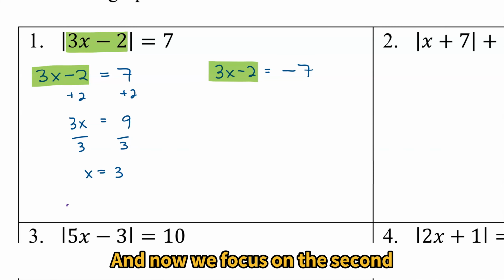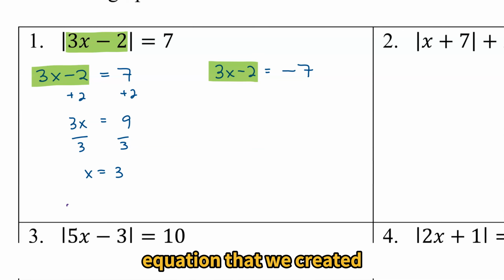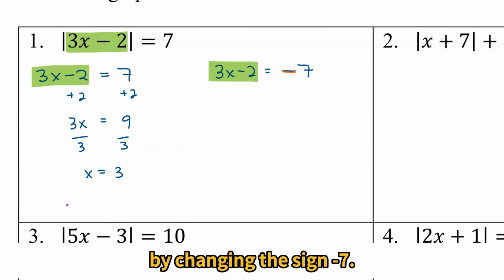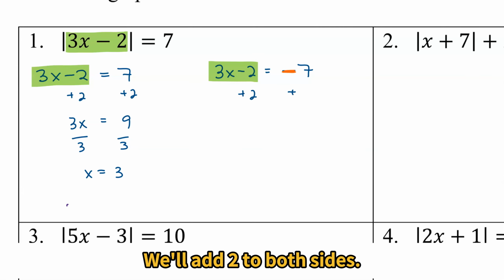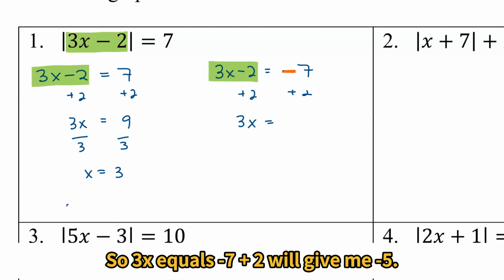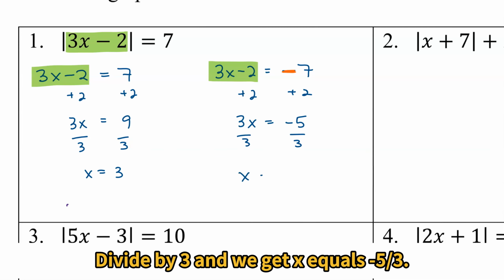So we have one possible answer that would solve this absolute value equation. And now we focus on the second equation that we created by changing the sign, -7. So same steps, get x by itself. We'll add 2 to both sides. So 3x equals -7 plus 2, which gives me -5. Divide by 3, and we get x equals -5/3.